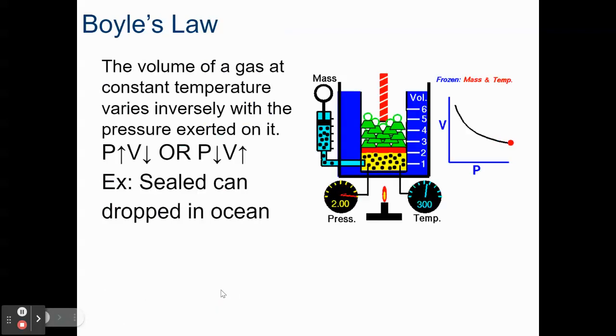Okay, here we go. Boyle's Law: the volume of a gas at constant temperature varies inversely with the pressure exerted on it. Basically, pressure goes up, then volume goes down, or pressure goes down and volume goes up.